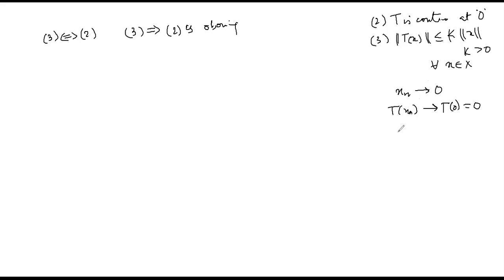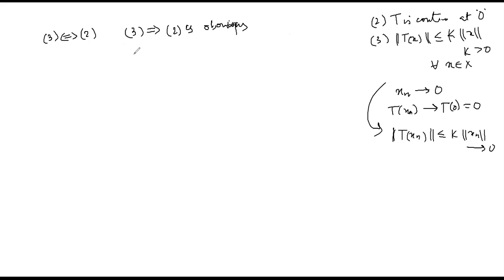If 3 is true, then what does it mean? Since it is true for every x, norm of T of xn is less than or equal to k times norm of xn. So if xn converges to 0, then T of xn would also converge to 0, which means that T is continuous at the origin. So 3 implies 2 is rather obvious. Because norm of T of xn is less than or equal to k times norm of xn. So if xn converges to 0, this is less than that and non-negative, so this must also converge to 0. So 3 implies 2 is obvious.